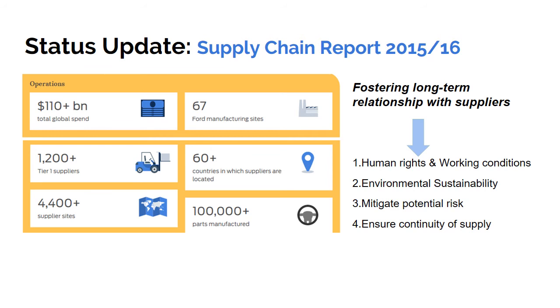Just as we mentioned earlier, Ford always fosters long-term relationships with their suppliers through active engagement. This helps them communicate their expectations on key issues, such as human rights, working conditions, environmental sustainability, and also ensure that their suppliers have management systems in place to mitigate potential risks and ensure continuity of supply.